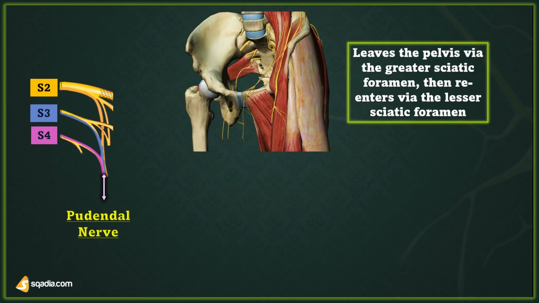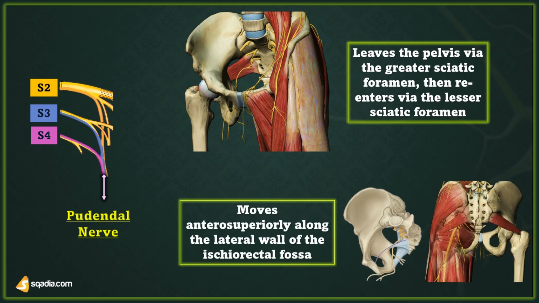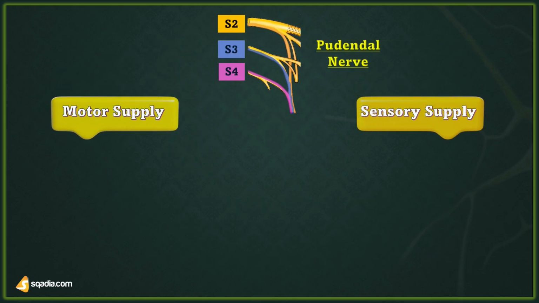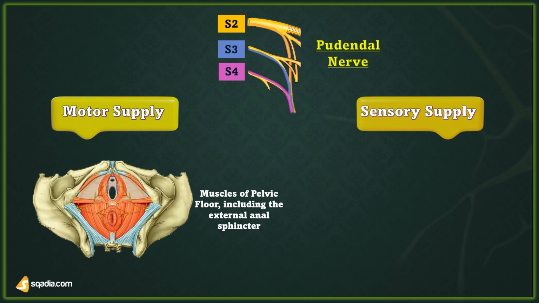This nerve leaves the pelvis through the greater sciatic foramen, then re-enters via the lesser sciatic foramen. It moves anterosuperiorly along the lateral wall of the ischiorectal fossa and terminates by dividing into several branches. The pudendal nerve has both sensory and motor functions. In terms of motor function, the pudendal nerve innervates the muscles of the pelvic floor, including the external anal sphincter and the muscles that control urination and defecation. It plays a crucial role in the voluntary control of these muscles.